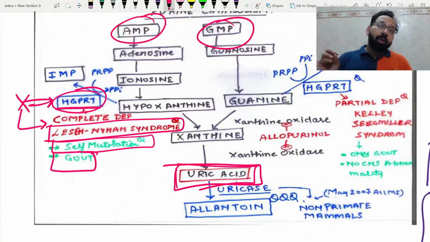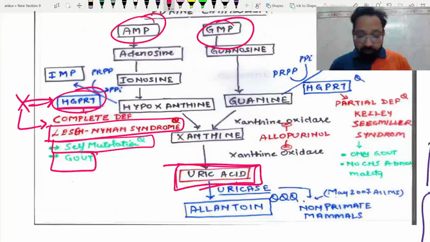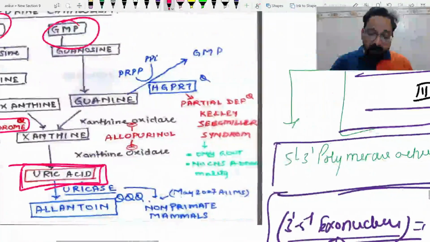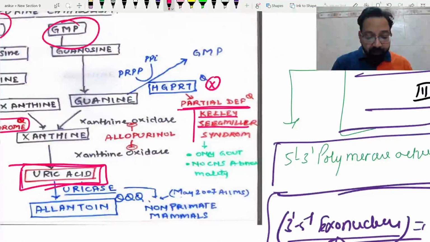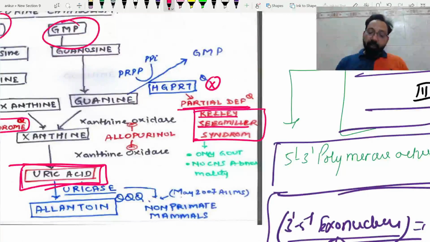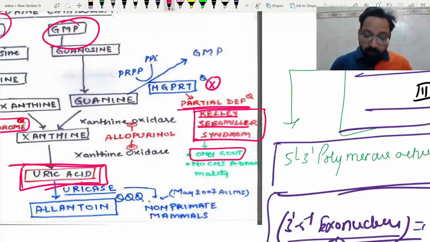Many times you will find a clinical question. They will give you multiple symptoms of gout, and they will show you a picture of a child cutting his hand or ear, which means self mutilation. And they will ask what enzyme is deficient. The answer would be HGPRT. Partial deficiency is called Kelley-Seegmiller syndrome. Only gout is there, no CNS abnormality.